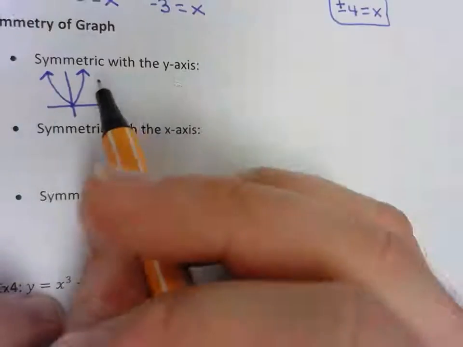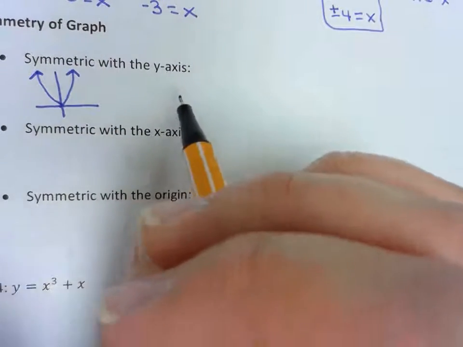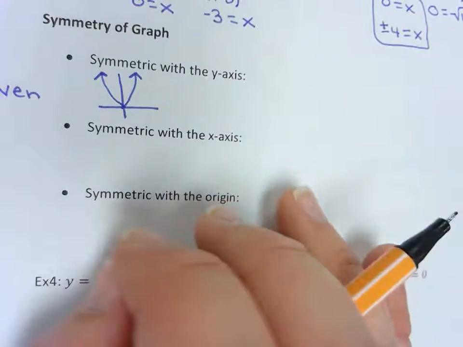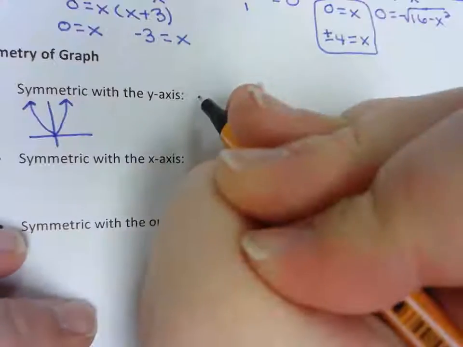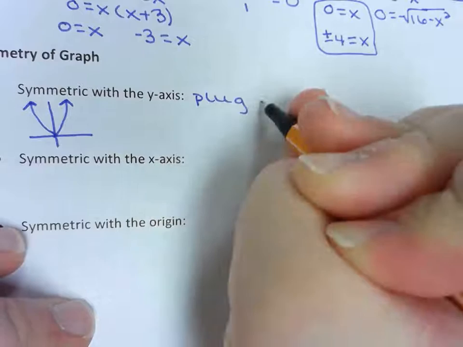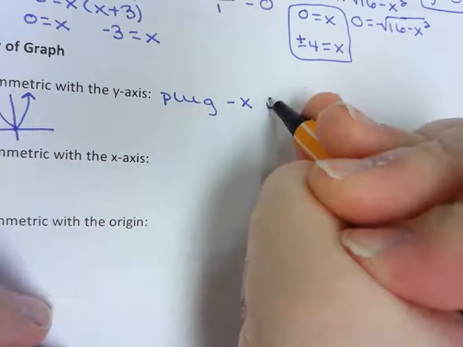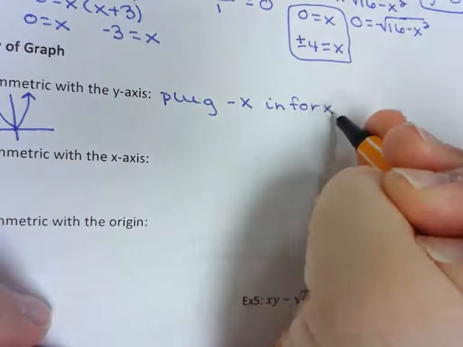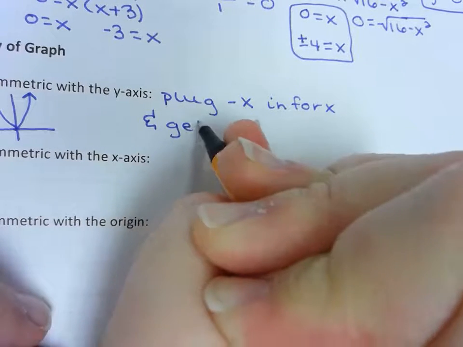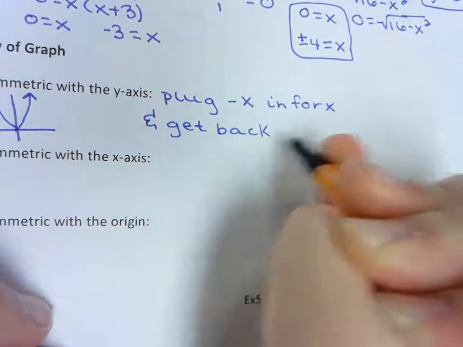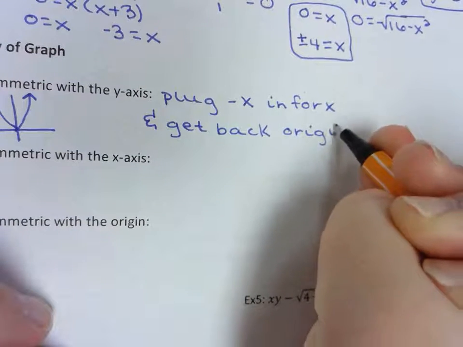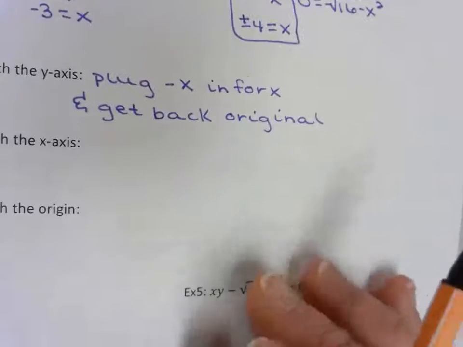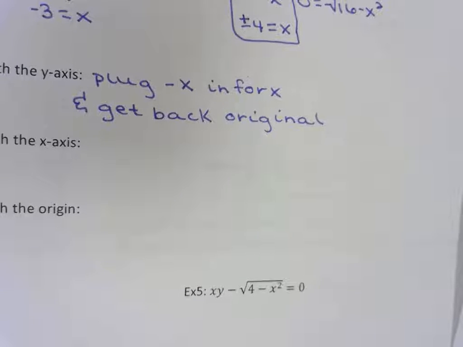Okay. So the way you find whether it's symmetric with the y-axis, if it's not an easy one, if you can't just see x squared or x to the 4th, the way you have to look at it is you plug in negative x for x and get back the original. So plug in a negative x for x, and you get back the original. That's how you tell whether something is symmetric with the y-axis, or even symmetry is another word for that.